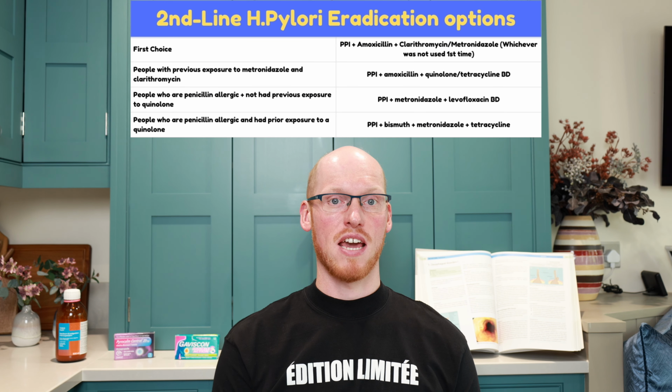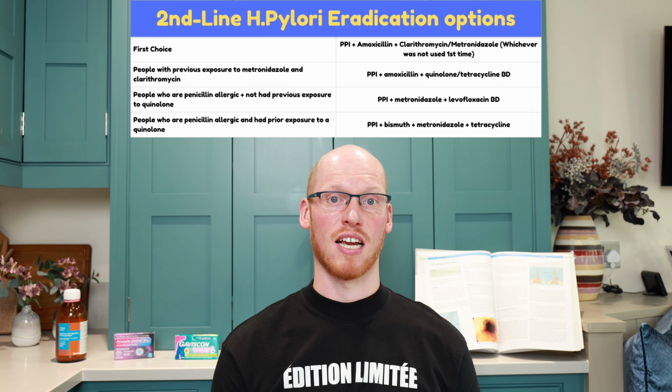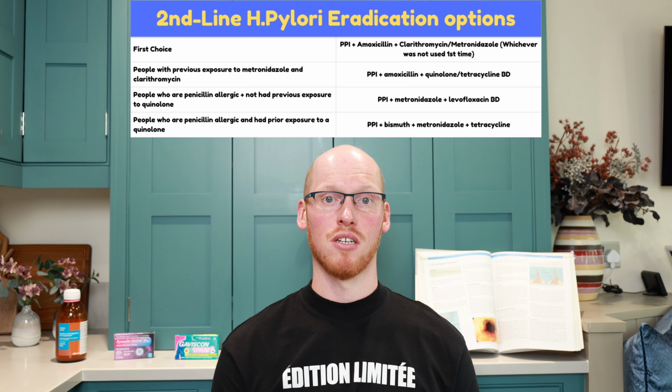If their symptoms persist or reoccur after first line treatment, then first of all you would retest them to check for eradication. You'd repeat the test 4 to 8 weeks after initial treatment. They prefer you to try and get it as close to 8 weeks as possible. And it is preferred to do a breath test to check for eradication, but if that's not available, you can just do the stool test again. Up here, I've got a table with some of the different second line eradication treatments, so have a look for yourself.